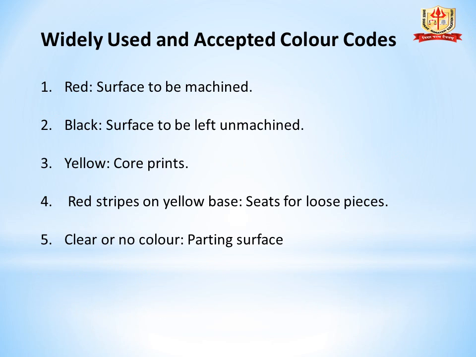In this slide, we study widely used and accepted color codes. First color is red. Red color is given to the pattern for surfaces to be machined. Second color black. Black color is used for surfaces to be left unmachined. Point number 3 yellow. Yellow color for core prints. Point number 4, red stripes on yellow base. It is used for seats for loose pieces. And point number 5, clear or no color. It is used for parting surfaces.